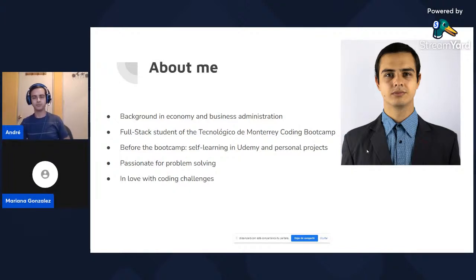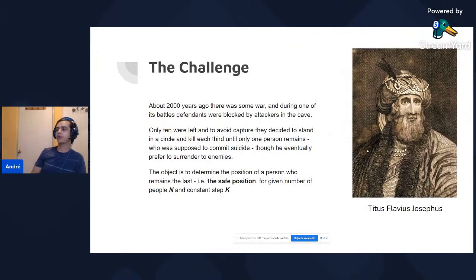Thank you. Okay. So going to the challenge, the Josephus problem. It goes like this. About 2,000 years ago, there was some war, and during one of its battles, defendants were blocked by attackers in a cave. Only 10 were left, and to avoid capture, they decided to stand in a circle and kill each third until one person remains, who was supposed to commit suicide, though he eventually preferred to surrender to enemies. So he survived. And the object is to determine the position of the person who remains last, i.e., the safe position, for given number of people n and constant step k.